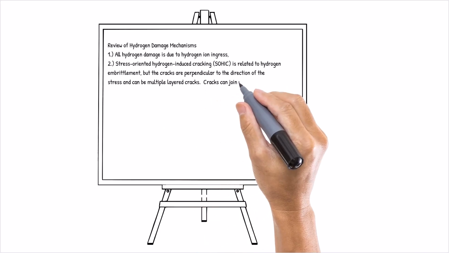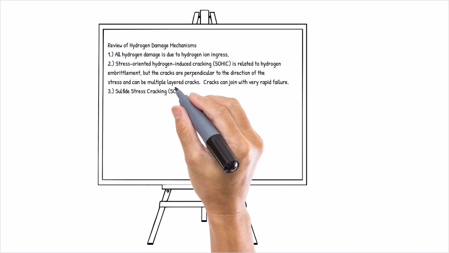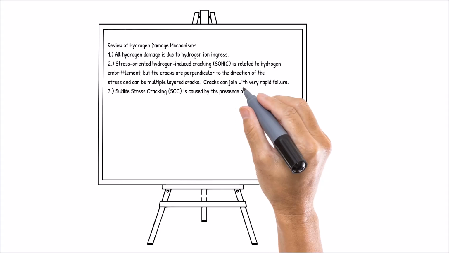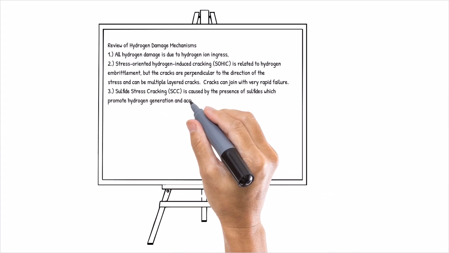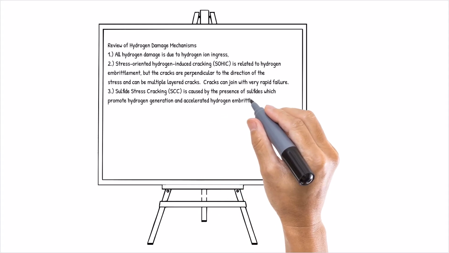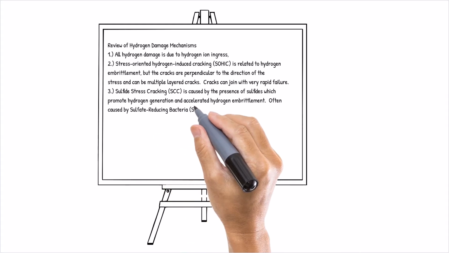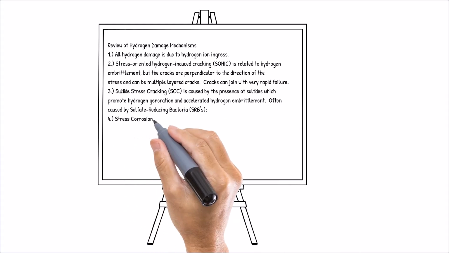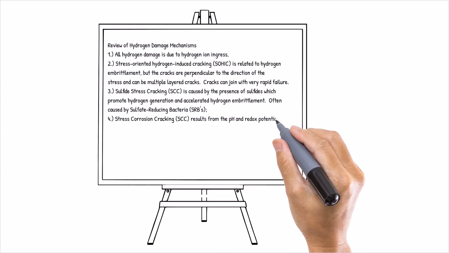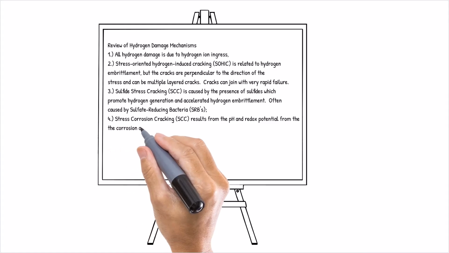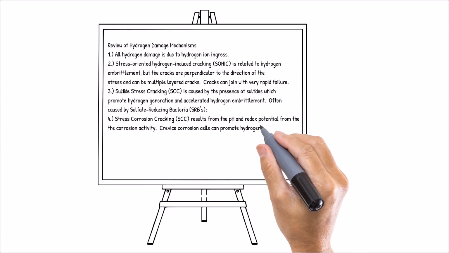Sulfide stress cracking is caused by the presence of sulfides, and these sulfides do promote hydrogen generation and also affect the surface of the steel to result in very accelerated hydrogen embrittlement. These are often caused by the sulfate-reducing bacteria. Next, we studied stress corrosion cracking, which is SCC, and this results from the pH and the redox potential that's created by the corrosion activity in the corrosion cell, and this hydrogen can cause hydrogen embrittlement.